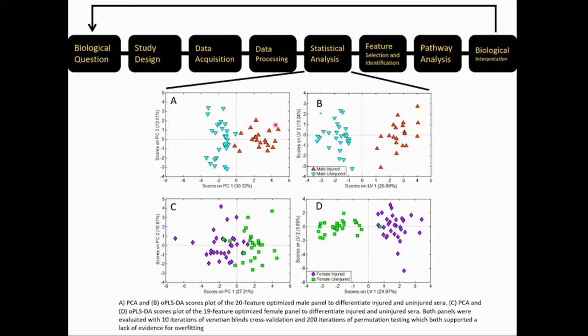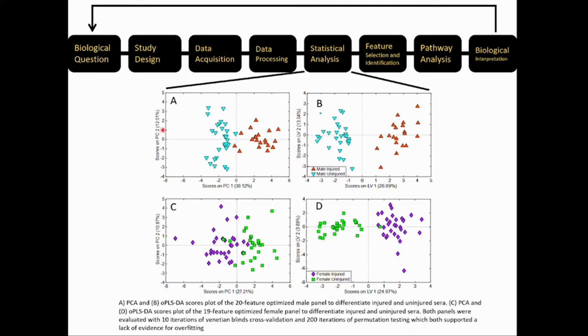A is a PCA plot and B is the partial least squares plot for the male animals. And you can see that there are differences between injured and non-injured. This is for the most severe of the injuries that we looked at, which is the 3X, so three-time injury. If you look at this for the 1X injury, then the clouds are starting to interpenetrate because that is a very, very mild injury. It's like the equivalent of you fell to the floor, you hit once, it's not so severe.